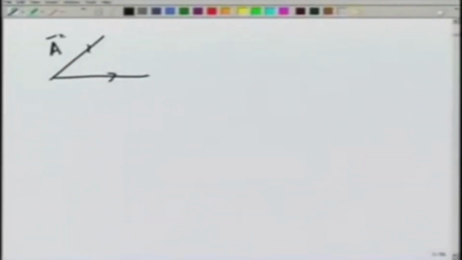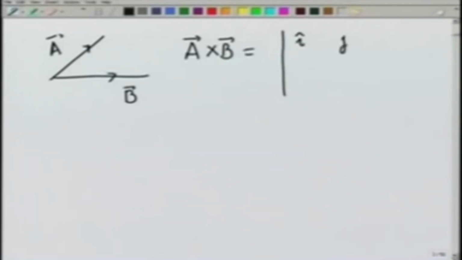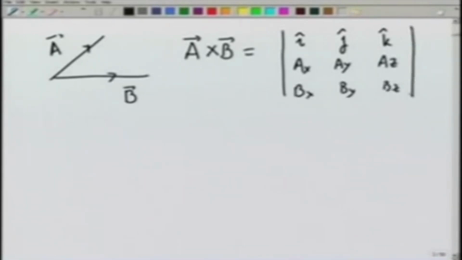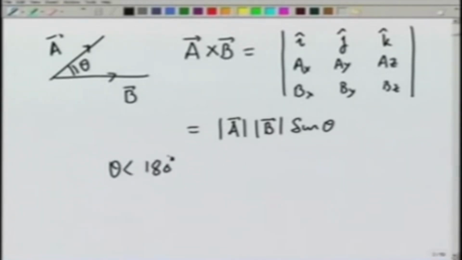Similarly, if I look at two vectors A and B, then A cross B, which I can write as the determinant i j k, A x A y A z, B x B y B z, is also equal to magnitude of A times magnitude of B times sine of theta, where theta is the smaller of the angle between A and B. So, theta is less than 180 degrees, times a unit vector in direction n, where n is perpendicular to both A and B. So, it is perpendicular to the plane formed by A and B.